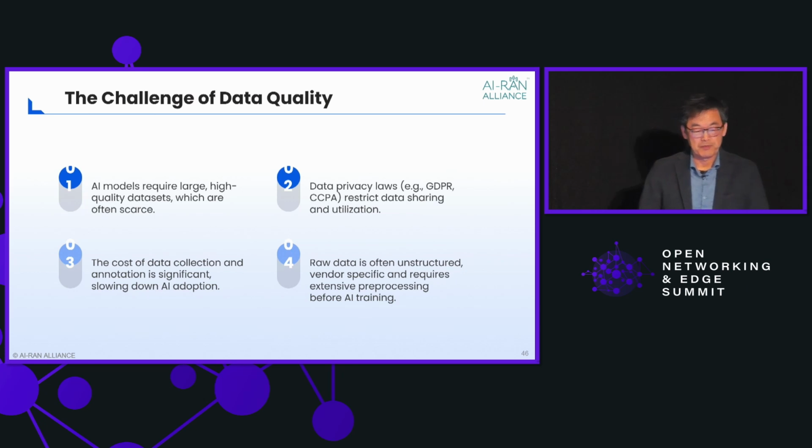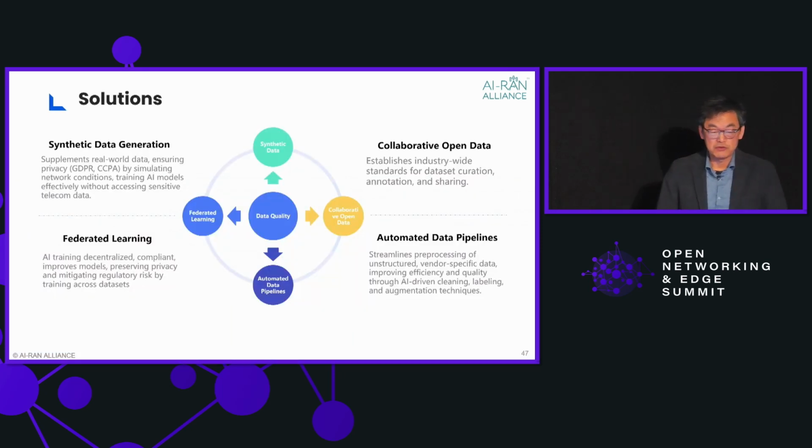And the cost of data collection and annotation is another significant challenge, as it requires substantial resources and slows down AI adoption. Additionally, raw data is often unstructured and network vendor-specific, which requires extensive pre-processing before it can be used. So to address them in AI-RAN system development, a multi-layered strategy is necessary, shown here.